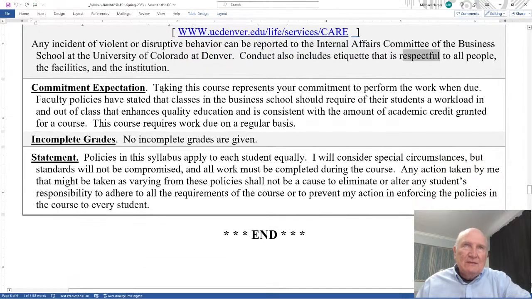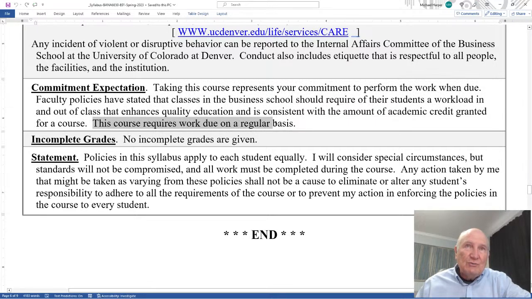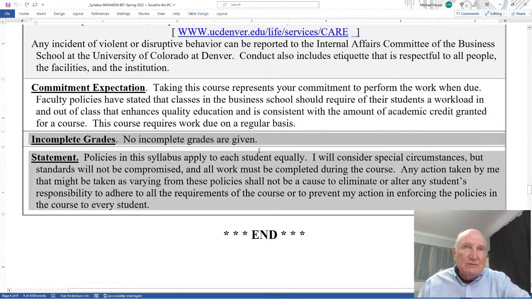Commitment expectation. Taking this course represents your commitment to perform the work when due. Faculty policies state that classes in the business school should require students a workload in and out of class that enhances quality education and is consistent with the amount of academic credit granted for the course. This course requires work due on a regular basis, done on your own, with classmates, online, so it's done everywhere, from multiple sources. No incomplete grades are given.